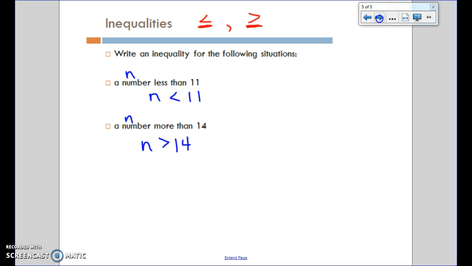All right, so that's it for today. We're just going to use inequalities to represent real-life situations.